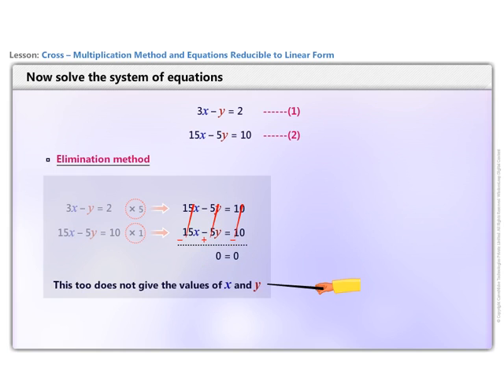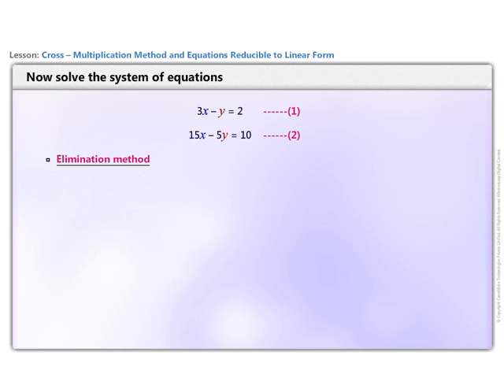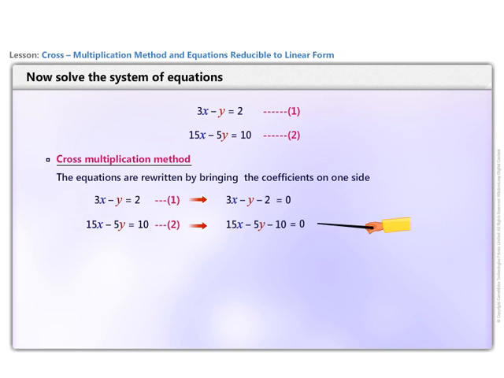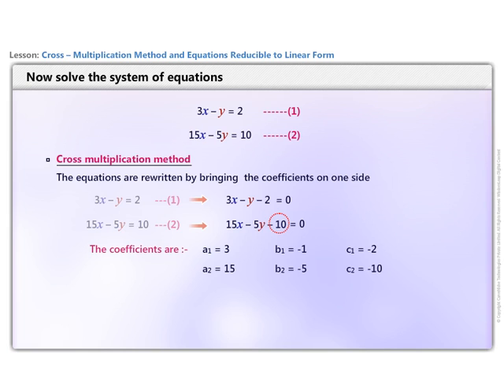Now, consider solving the pair of linear equations using the cross multiplication method. The equations are rewritten by bringing the coefficients on one side. 3x minus y minus 2 is equal to 0, equation 1. 15x minus 5y minus 10 is equal to 0, equation 2. We notice the coefficients are a1 is equal to 3, b1 is equal to minus 1, c1 is equal to minus 2, a2 is equal to 15, b2 is equal to minus 5, and c2 is equal to minus 10.